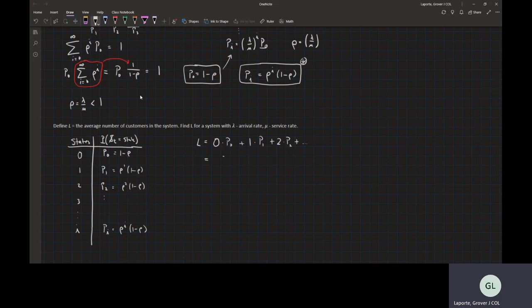So if we want to rewrite it in terms of a summation sign, i goes from 0 to infinity of i times P sub i, which is equal to, we're just going to use some of the results that we've already talked about. The i would stay there, and I'm going to use this, bring it down, rho to the i, 1 minus rho. So what we can do is bring this outside. It does not have an i.